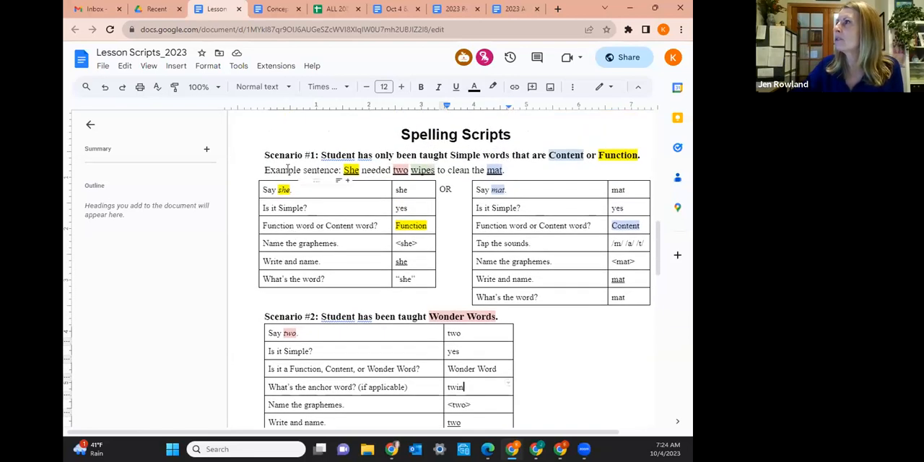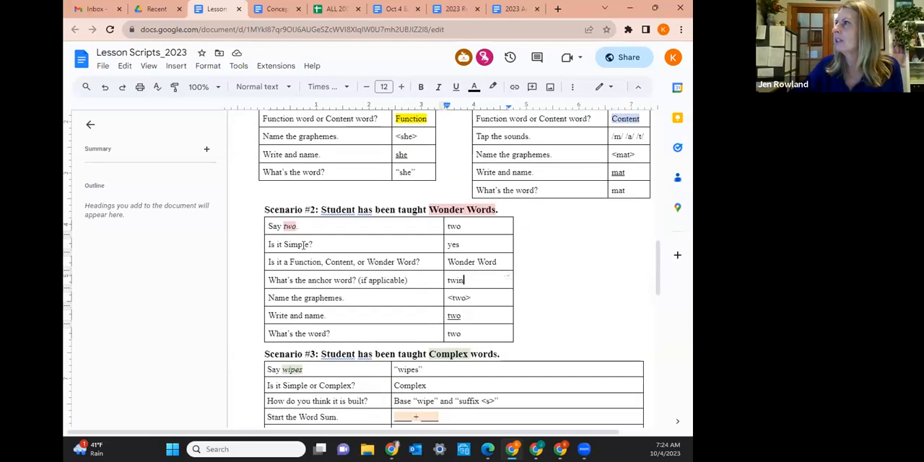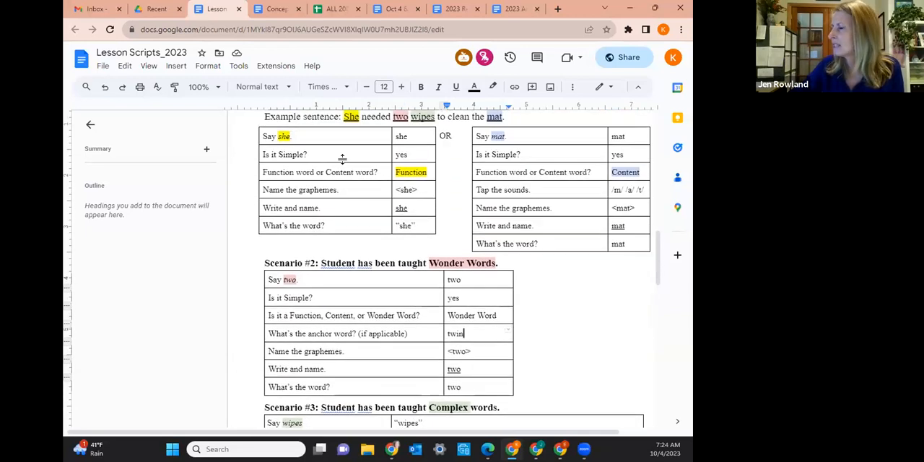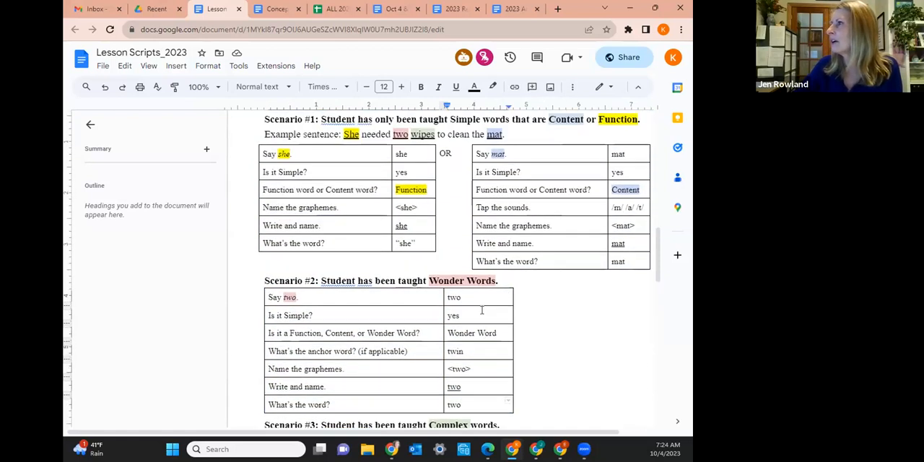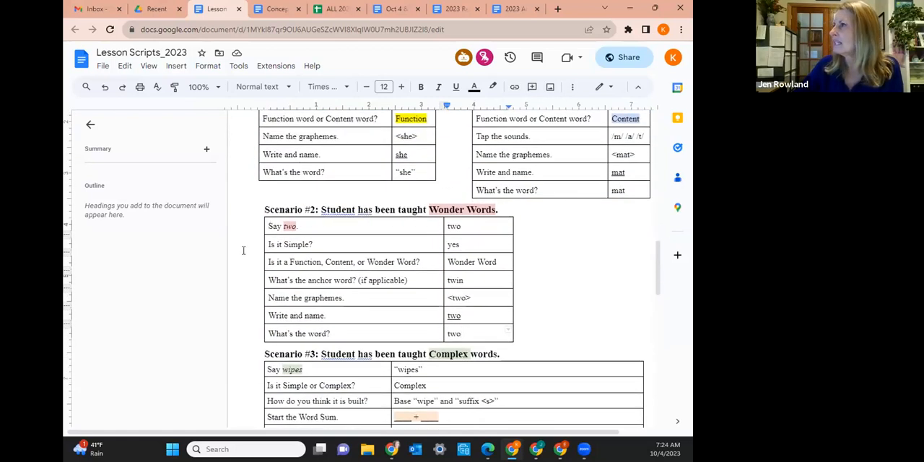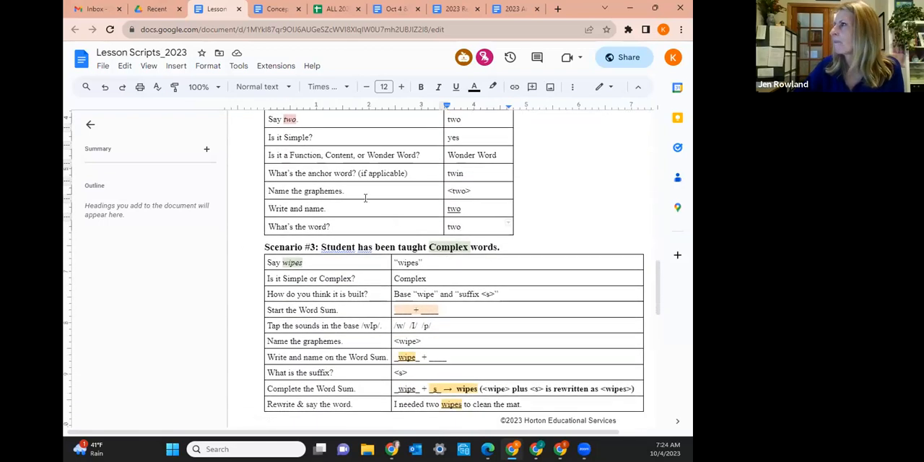So now you have the option between asking, is it simple, using this first script, and then asking scenario 2, when it was indeed a wonder word, now you're bringing it in. Is it simple? Is it a function, content, or wonder word? And then if it is a wonder word, then this is the rest of the script that you use.